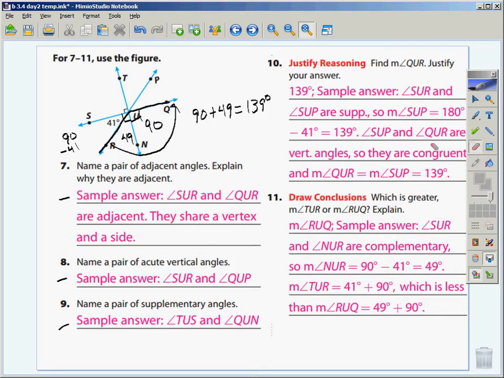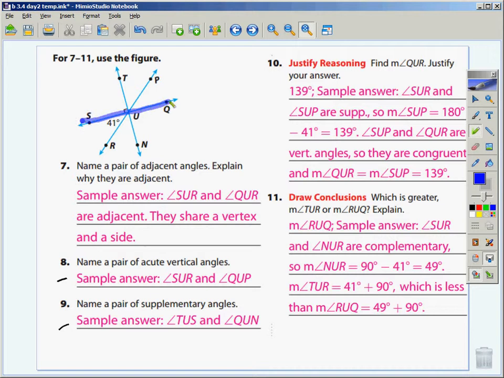Others from this page. Anybody want something from the sample answers? Do you want to check yours to see if they're correct? Reardon. Which number? Number 9, and what did you have? SUQ. SUQ is already 180 degrees. Remember, to be supplementary, it has to be two angles that add up to what? 180. So this will definitely not work because the other angle would have to be 0. Okay?